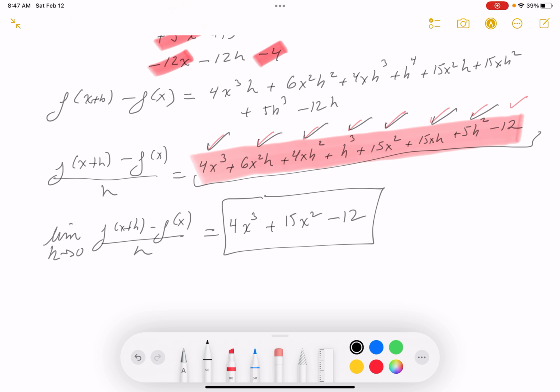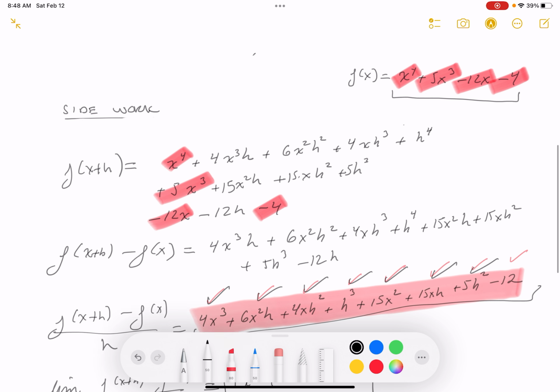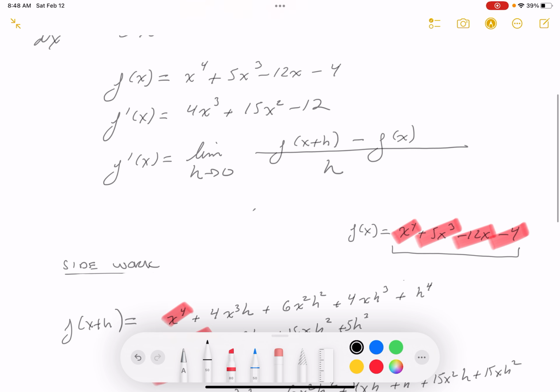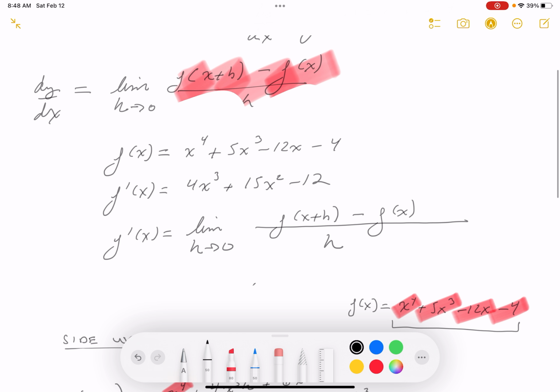Now, the question is, is that the same answer we got by rule? It is. It's 4x cubed plus 15x squared minus 12. What's faster? The rules are faster, and you want to stick with that. All right, so this is why you're doing the rules then. Just to emphasize, why am I using the definition? To emphasize these rules really do work out. All right, they really do work out. Thank you so much.